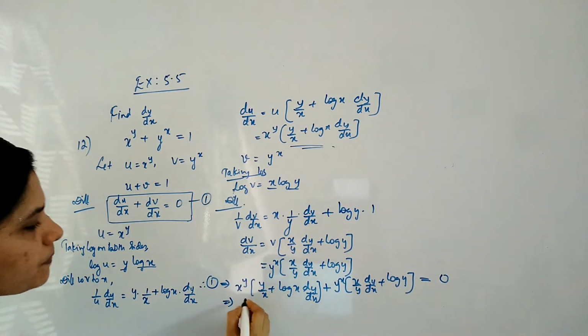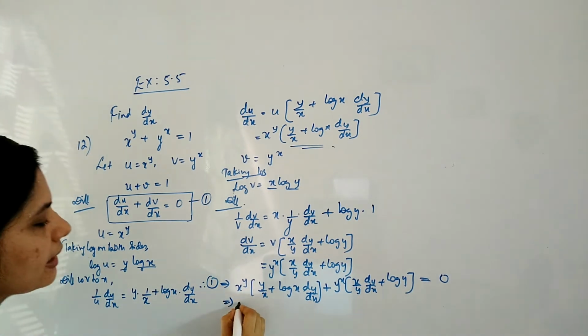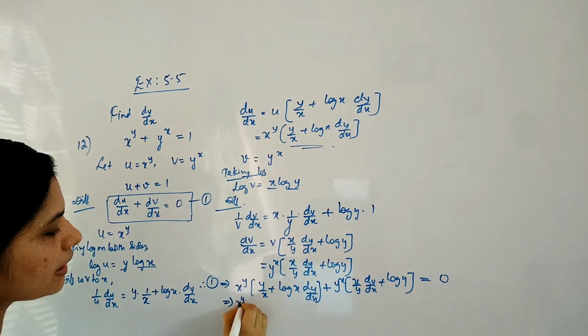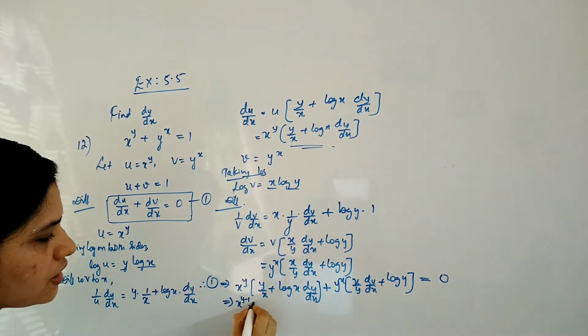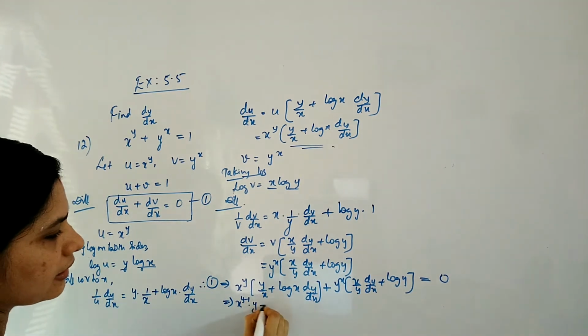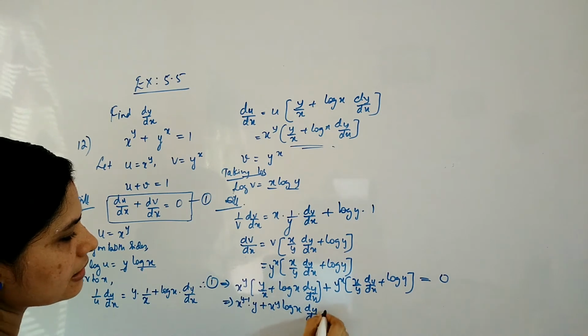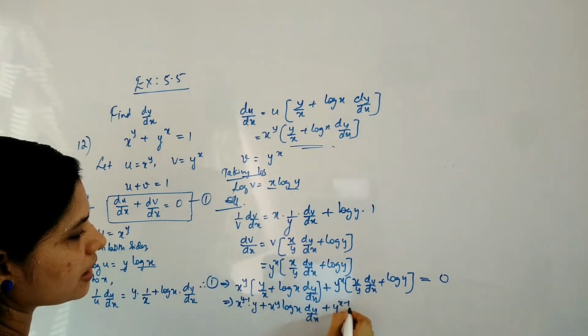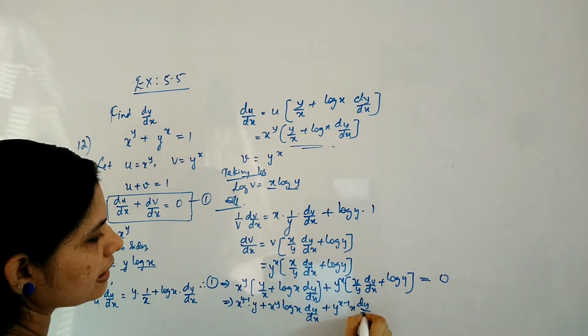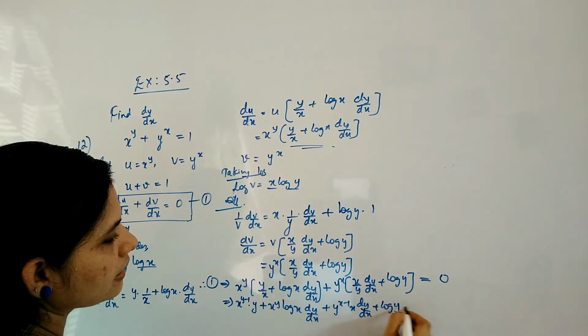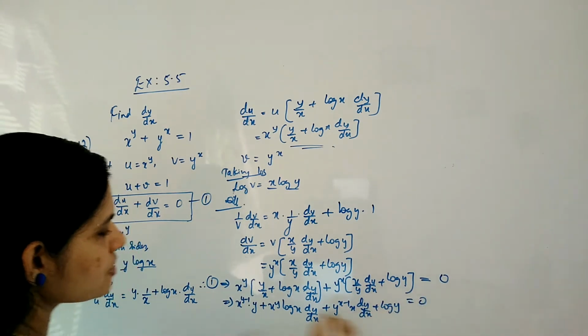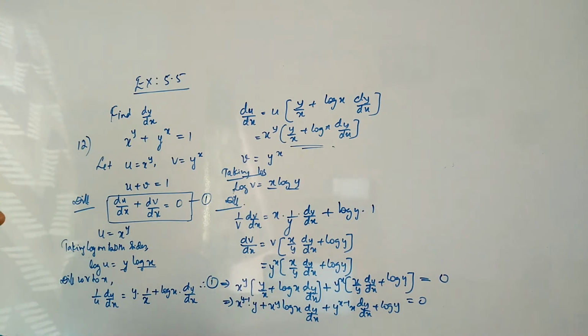So that will give you x raised to y minus 1 into y plus x raised to y log x dy by dx plus y raised to x minus 1 into x dy by dx plus log y is equal to 0. Okay, this much is clear.